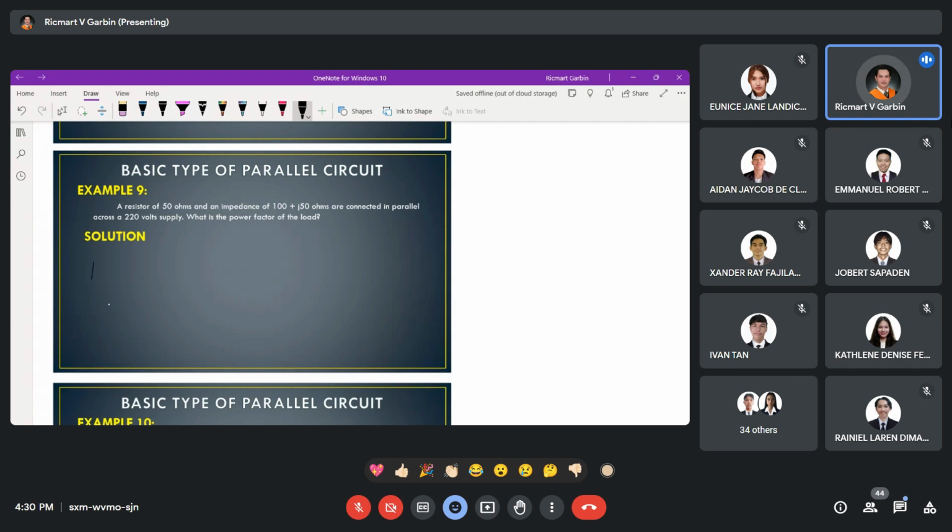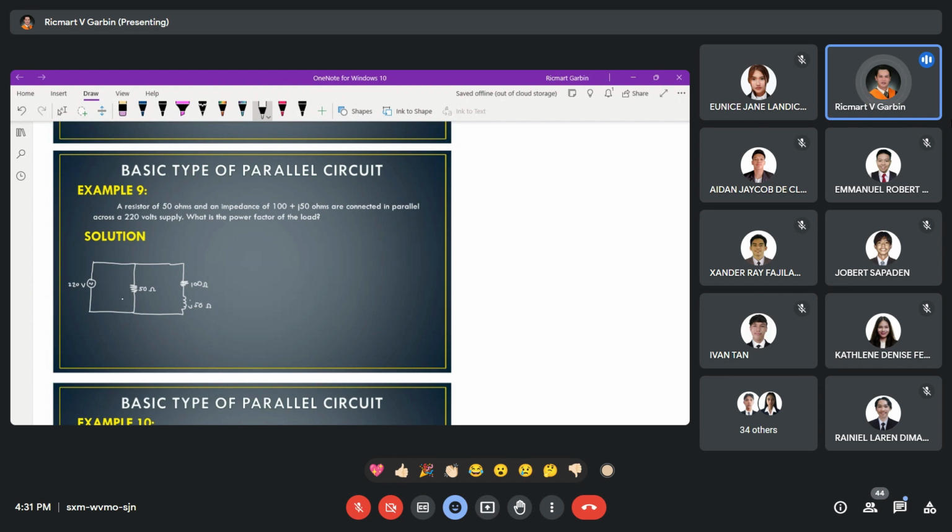So say for example, we have here our example. Meron daw tayong circuit. Parallel ang resistor daw natin and an impedance. So pwedeng ganito ang drawing nyo. Ito ay 100, ito ay J50. 100 ohms, tsaka J50 ohms, tsaka 50 ohms. So connected daw siya to a 220 volts supply. So, paano daw natin makakuha yung power factor?